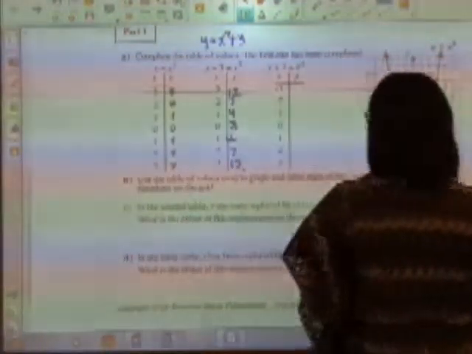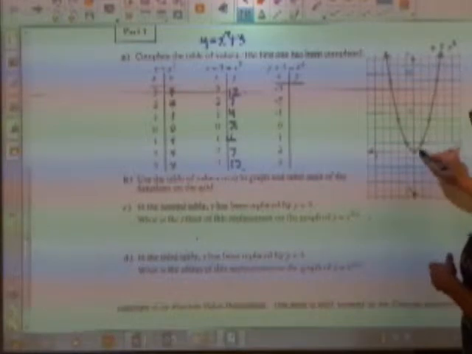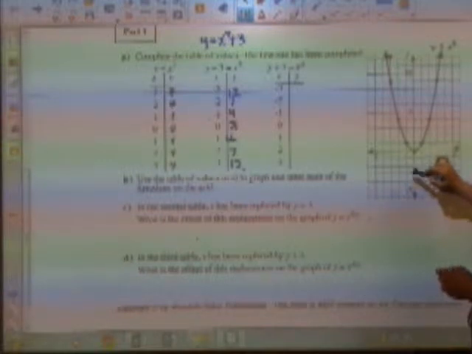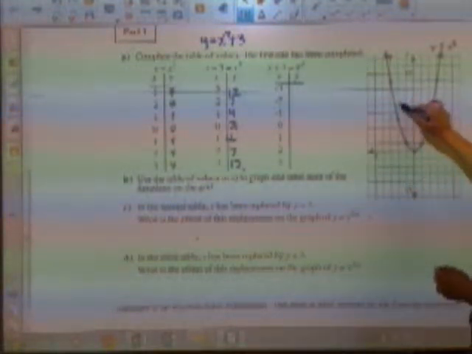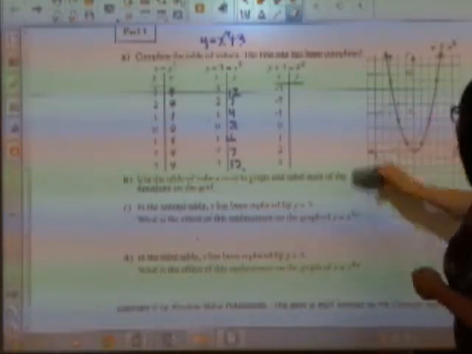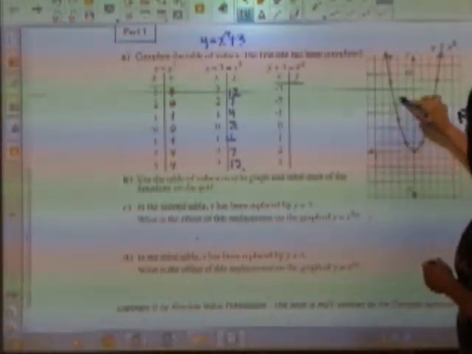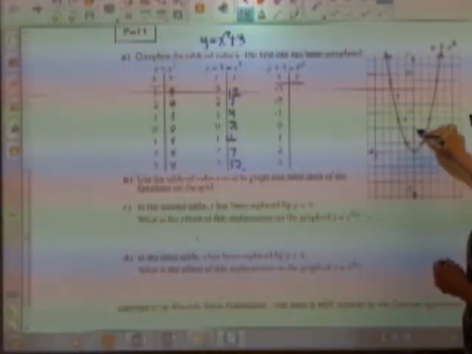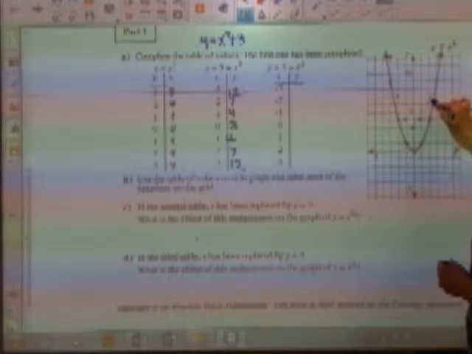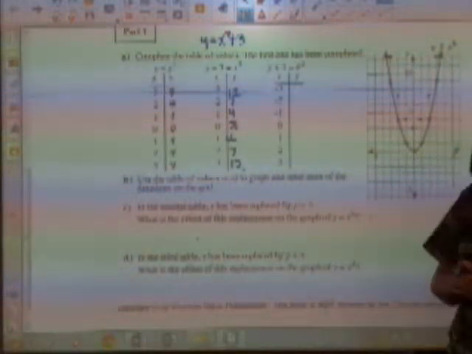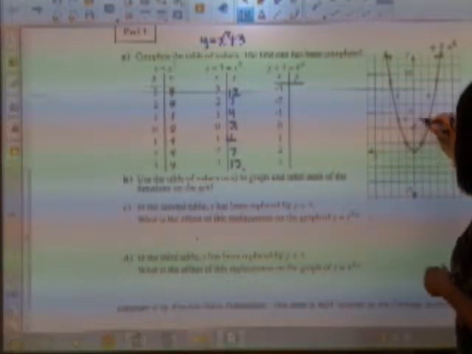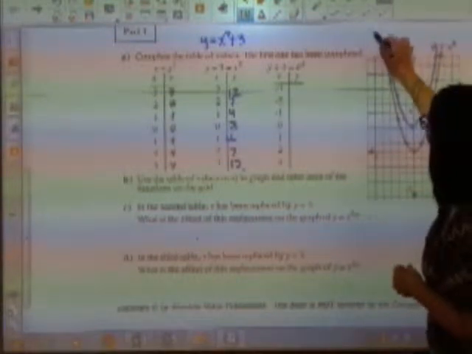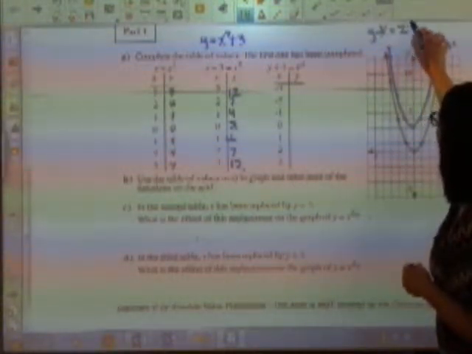So if I graph these points on the grid, I get -3 and 12, -2 and 7. -1 and 4, 0 and 3, 1 and 4, 2 and 7, 3 and 12. So this was my y minus k equals x squared graph.